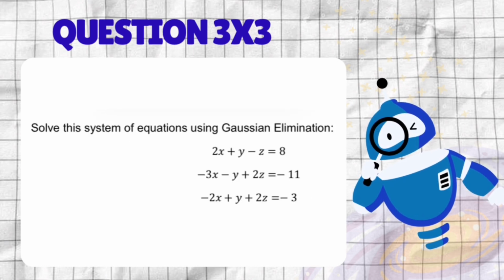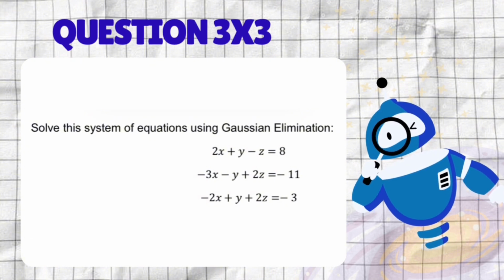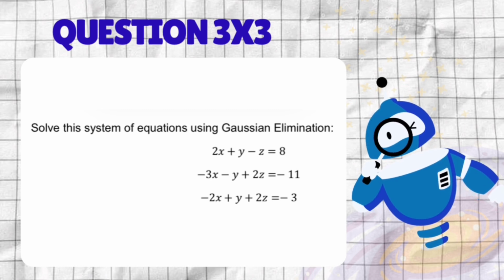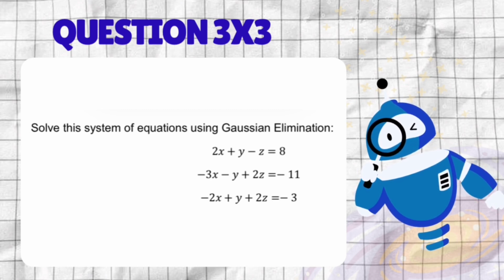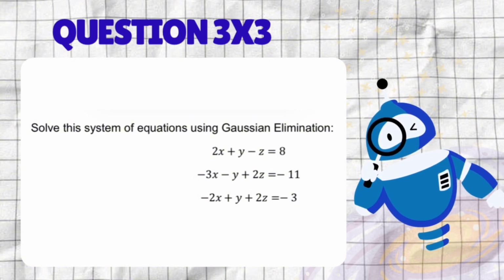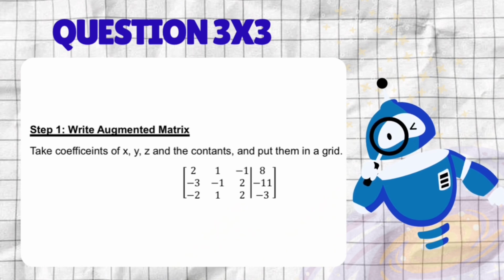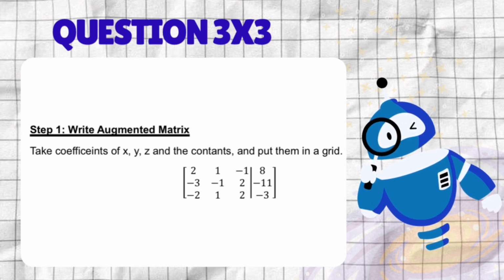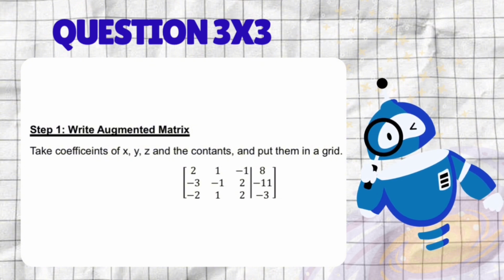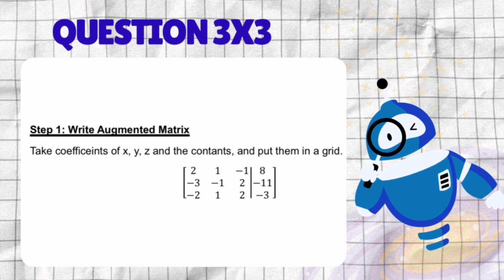Today we'll be solving a 3-variable system using Gaussian elimination. The goal is to convert the system into a matrix form and use row operations to reach a simplified form where we can read off x, y, and z. Step 1 is translating the system into an augmented matrix. Take the coefficients of x, y, and z and place them in columns, and the constants go in the last column after the vertical bar.